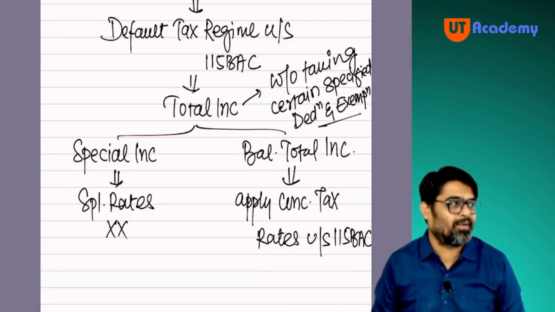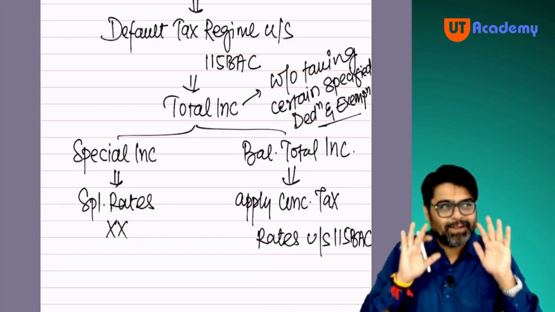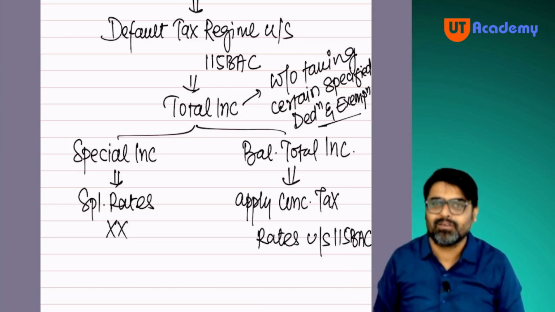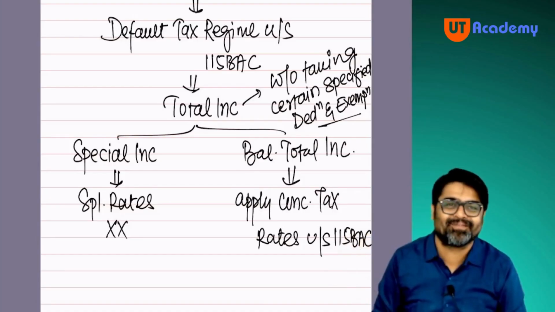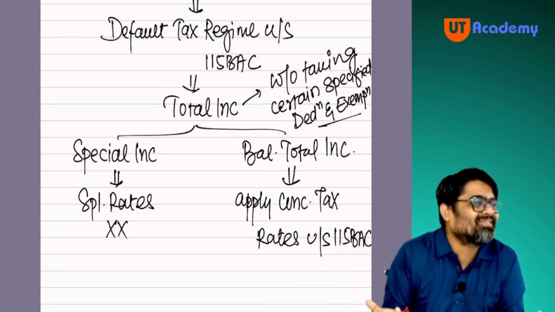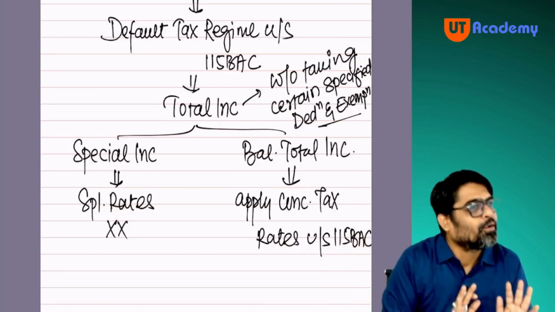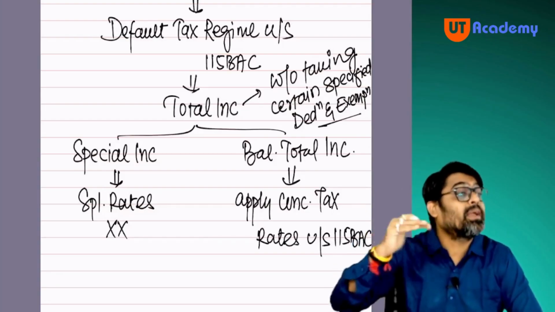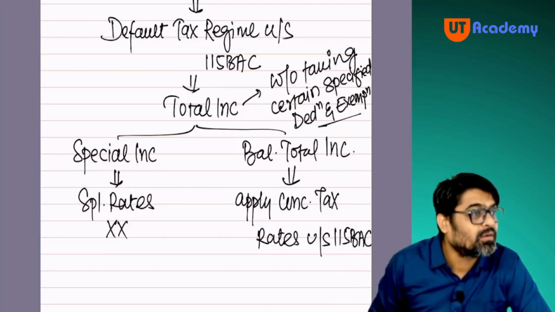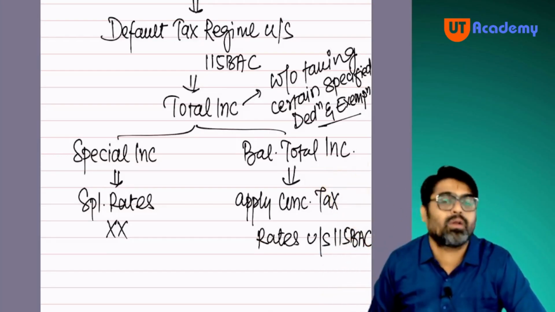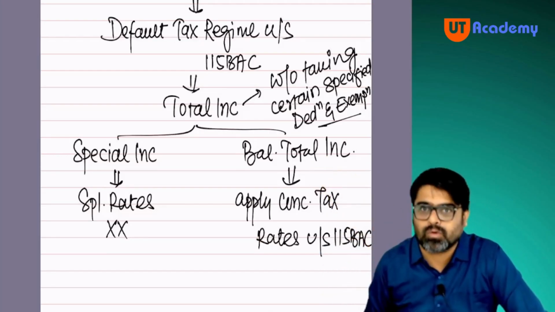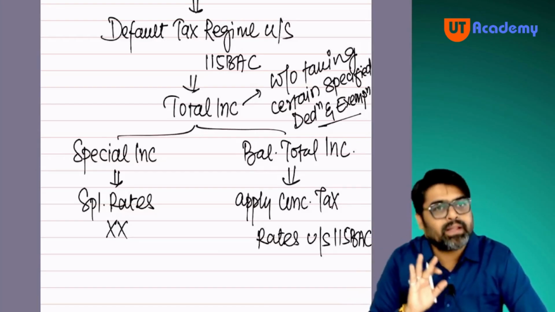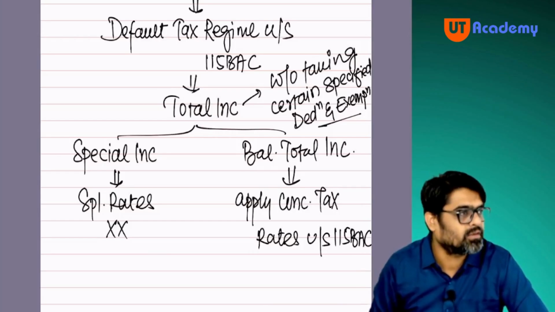Now tell me, what would you like to do? Stay in the default tax scheme for concessional tax rates or shift out? Definitely shift out. Understanding or not? So, what are those tax rates? 115BAC default tax rates, yes or no? That we are going to learn later on. Which all deductions we have to leave? Which all exemptions we have to forget? Yes or no? All these things we are going to discuss later on.